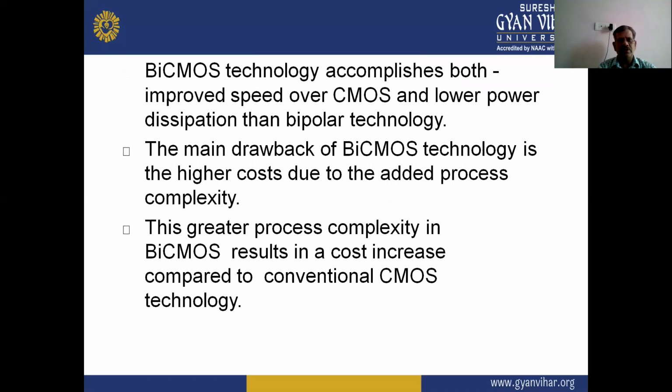So BiCMOS technology accomplishes both improved speed over CMOS and lower power dissipation than bipolar technology. The main drawback of BiCMOS technology is the higher cost due to the added process complexity. So this is the main drawback of BiCMOS technology, the higher cost, because the process is very complex. This greater process complexity in BiCMOS results in a cost increase compared to conventional CMOS technology.